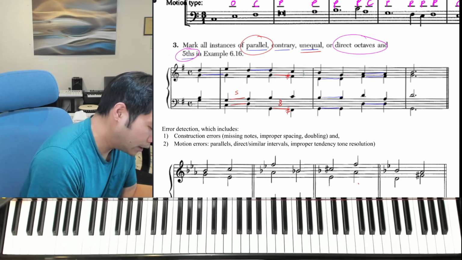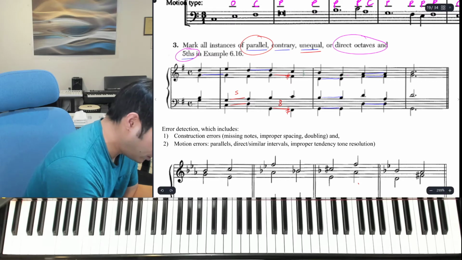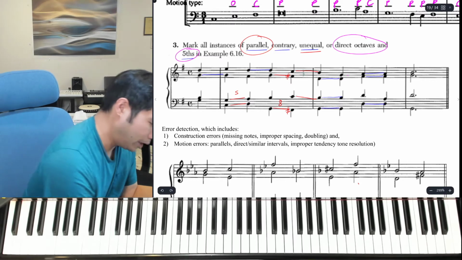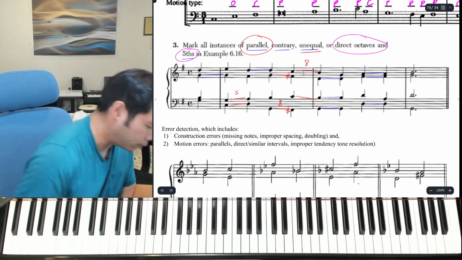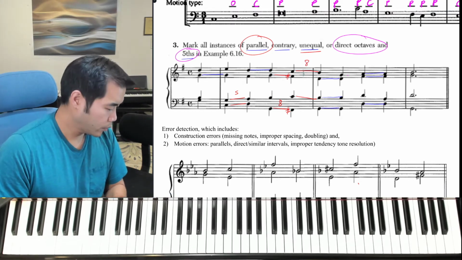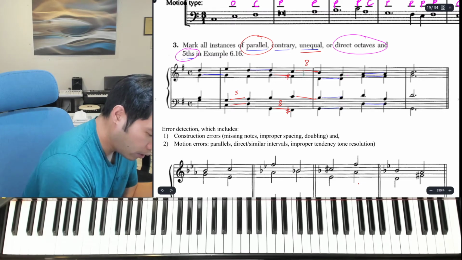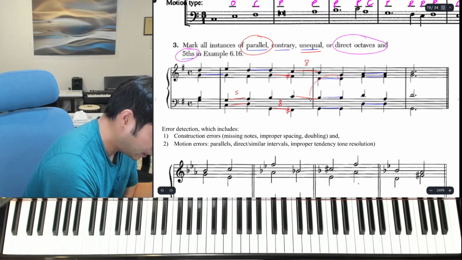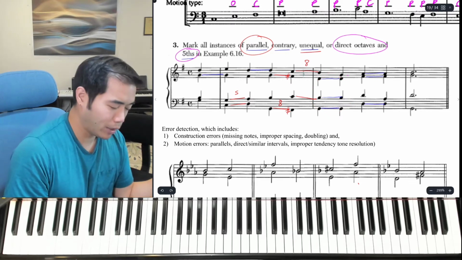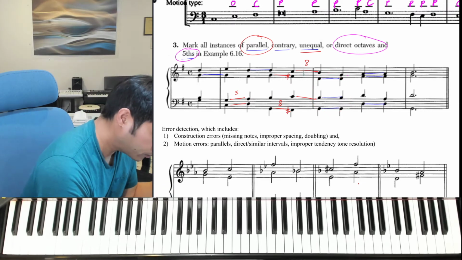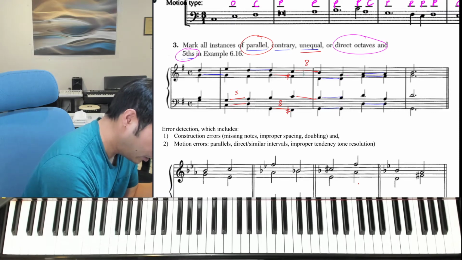Continue our hunt. Okay, if we look at the next one, we can see that soprano goes from C to B, tenor also goes from C to B. Guess what? That's parallel octaves. That's a problem. Continuing forward, because the lower three voices here are all static, that means we're safe because only the soprano moves, no parallel motion.